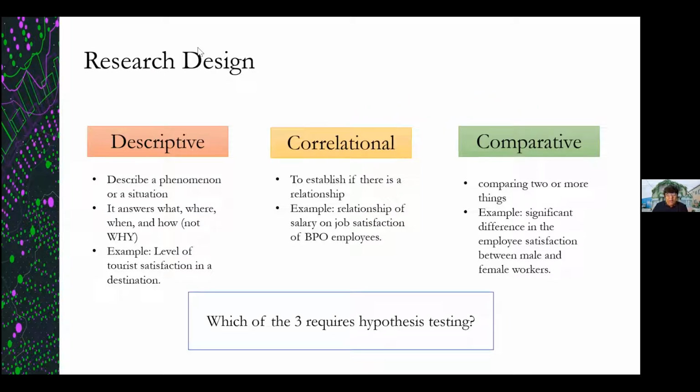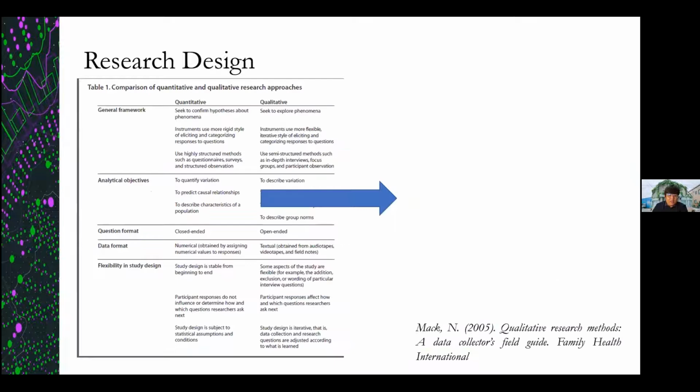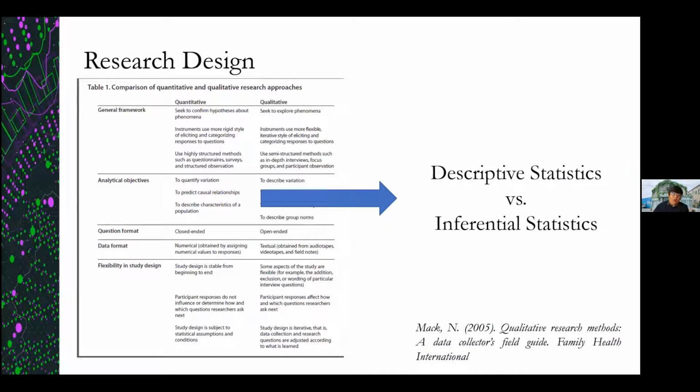Okay? If you will be asking you, for example, which of the three type of research design will require you to test hypothesis? Okay? So, sino sa tatlong ito ang nagre-require ng hypothesis testing? The answer would be correlational and comparative. Okay? So, if your study is correlational or comparative, expect mo that you will be testing hypothesis here. And of course, do not expect hypothesis kung ang study mo is purely descriptive. Okay? If you still remember in statistics, okay, sa statistics natin, meron tayong tinatawag natin descriptive and differential statistics.